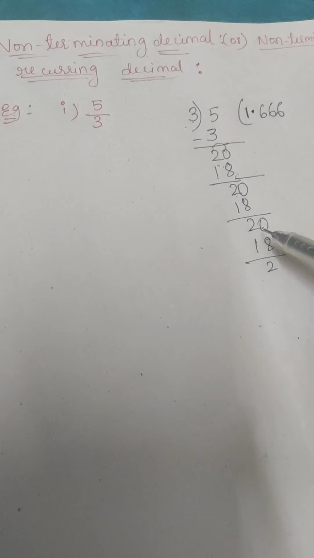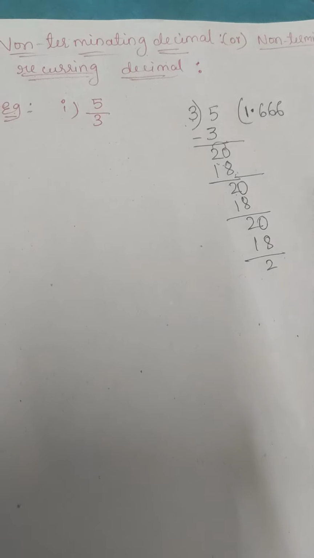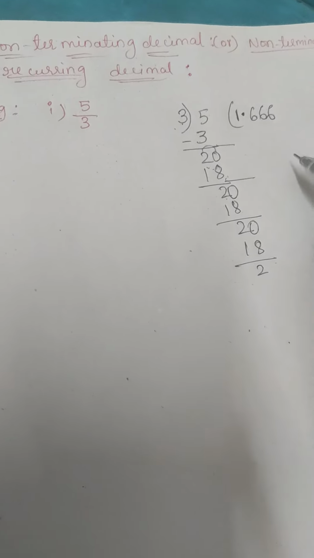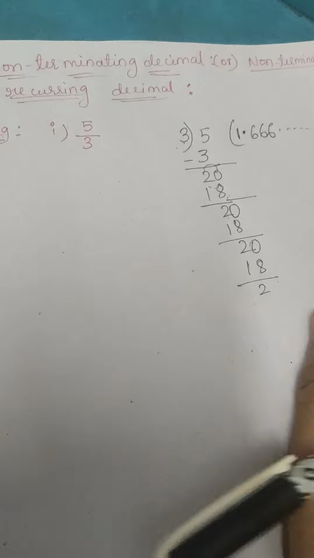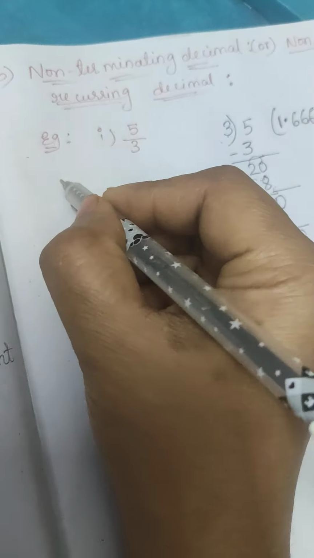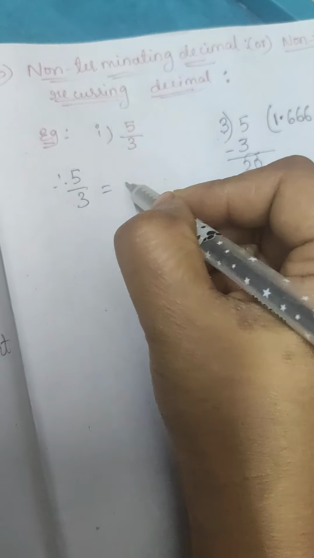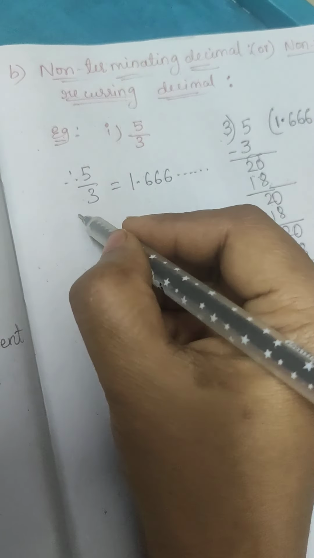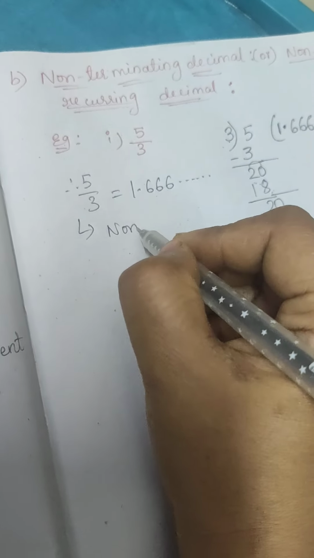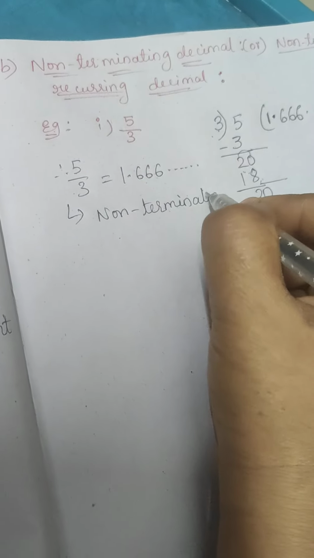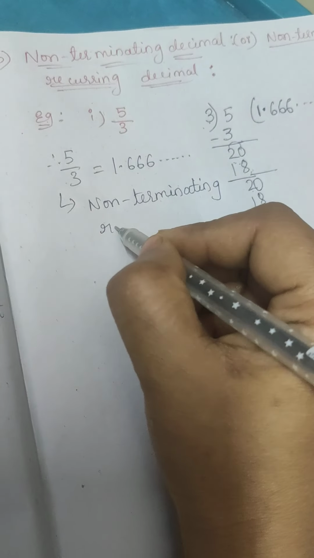If we observe, it is repeating, we are always getting the remainder 2, and after the decimal point we are repeating with the number 6. This is a never ending process. This type of rational numbers are non-terminating rational numbers. 5 by 3 is equal to 1.666, and so on. This is an example for non-terminating recurring decimal.